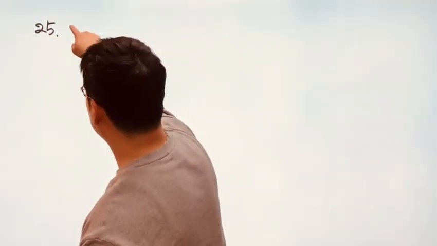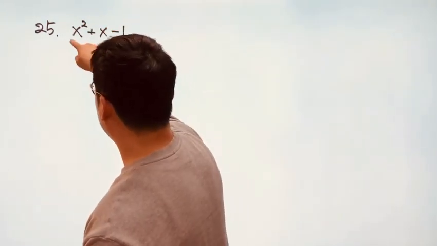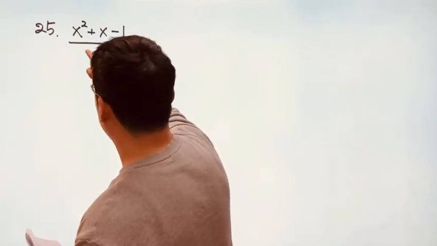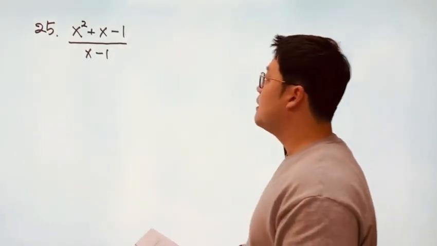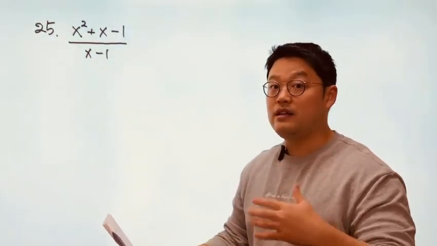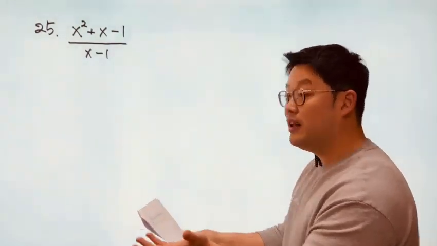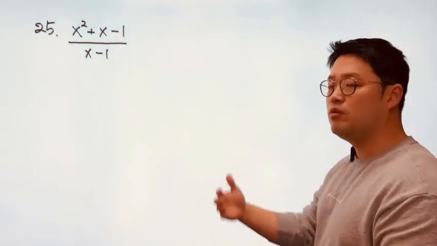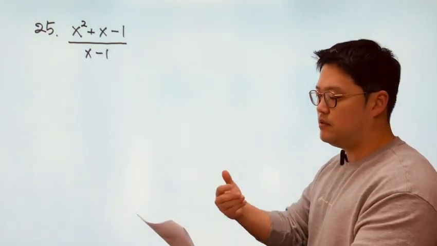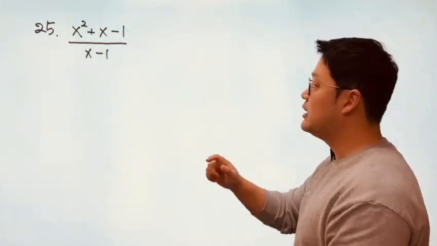So we got 25. Let me write 25 out here. We got x squared plus x minus 1, divided by x minus 1. All right, so I need to find the minimum value of this. I don't need to find the explicit x value, but apparently the minimum value for x greater than 1 will occur at a certain value. I don't know, how do we find it? Oh, we're just going to give it a try using this one.